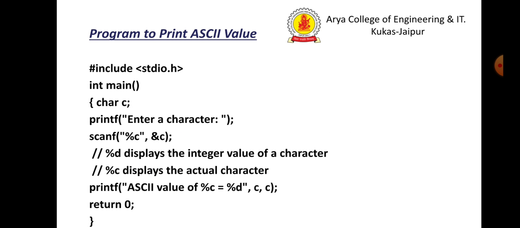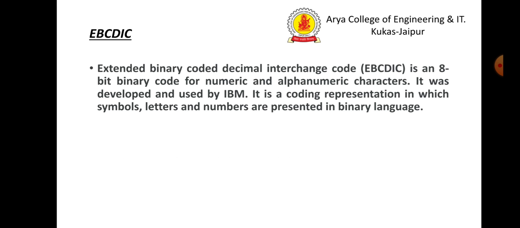Here is a program to print the ASCII value. If character c is declared, then we enter the value of c and we use %c and %d. The %c will display the character, whereas the %d displays the ASCII value of c. Remember that in ASCII, small a and capital A have different values, meaning uppercase alphabets and lowercase alphabets have different values.